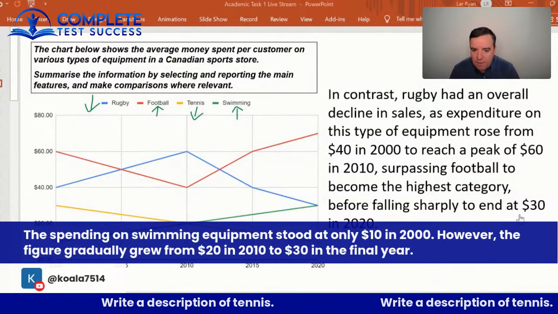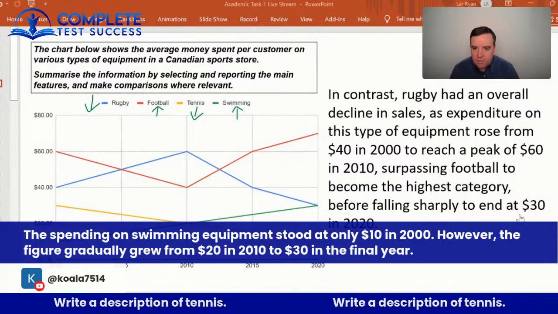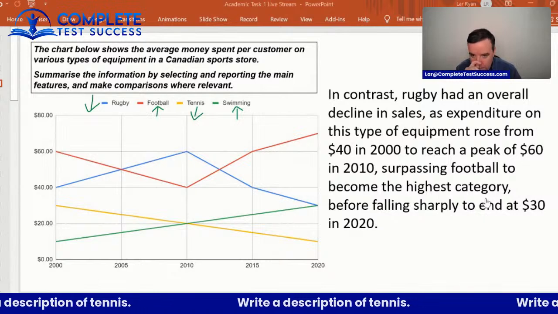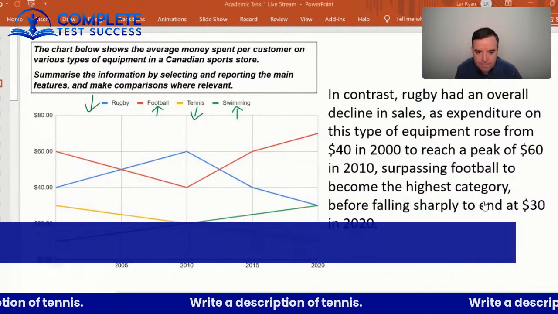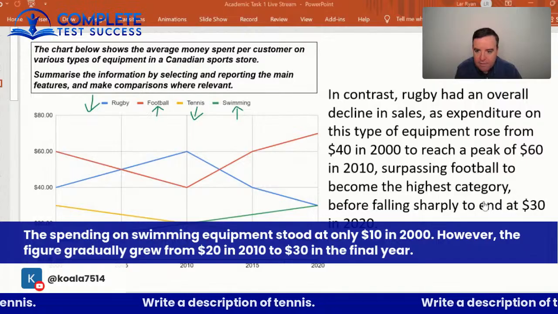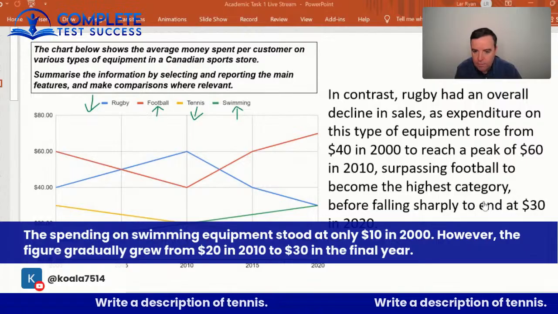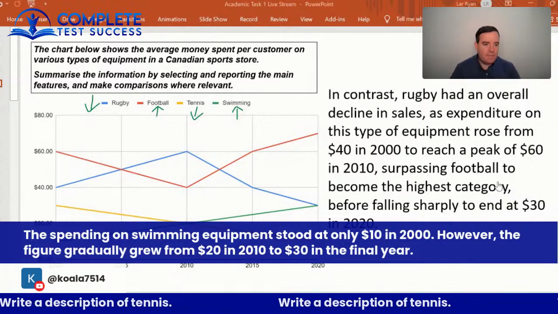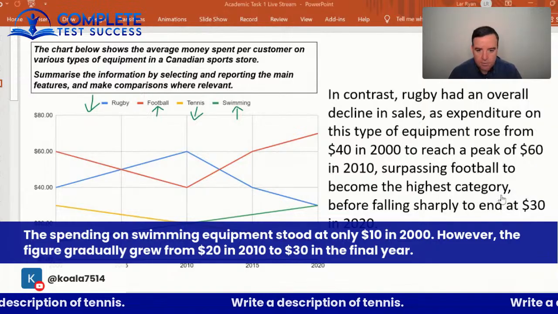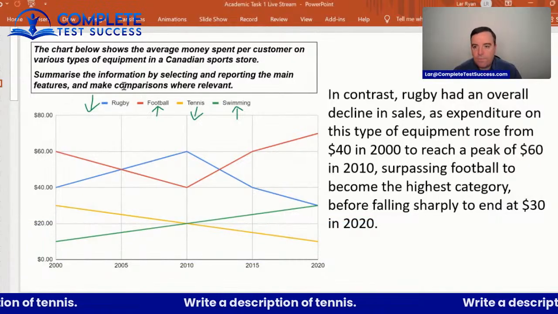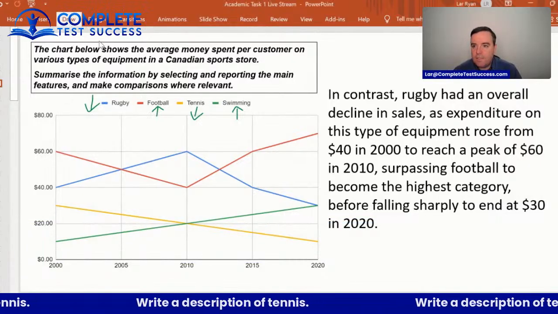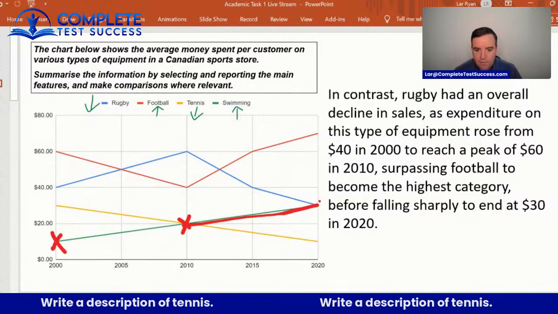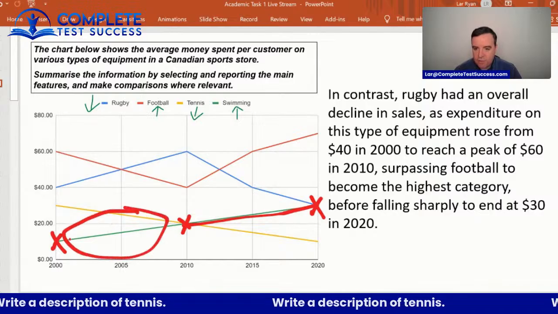The spending on swimming equipment stood at only $10 in 2000. Good. However, the figure gradually grew from 20 in 2010. No. So what you've done here is, think of it this way: you said it was here, and then it grew from here to here. And there's this bit that you just jumped over.